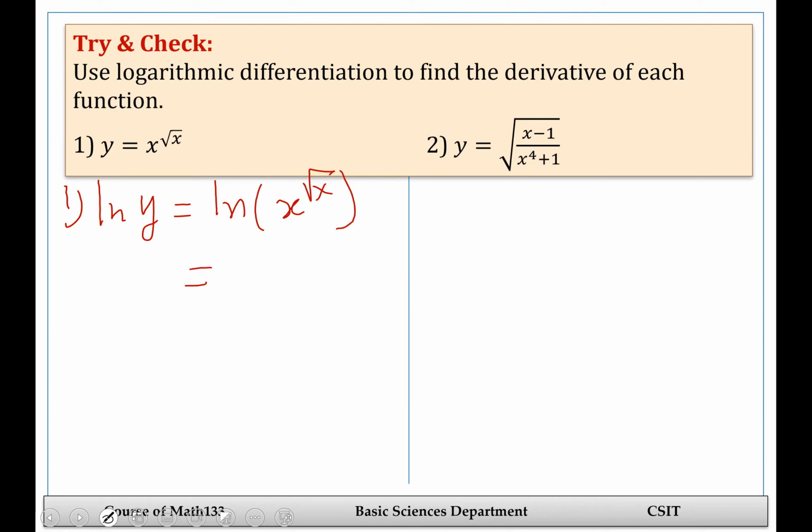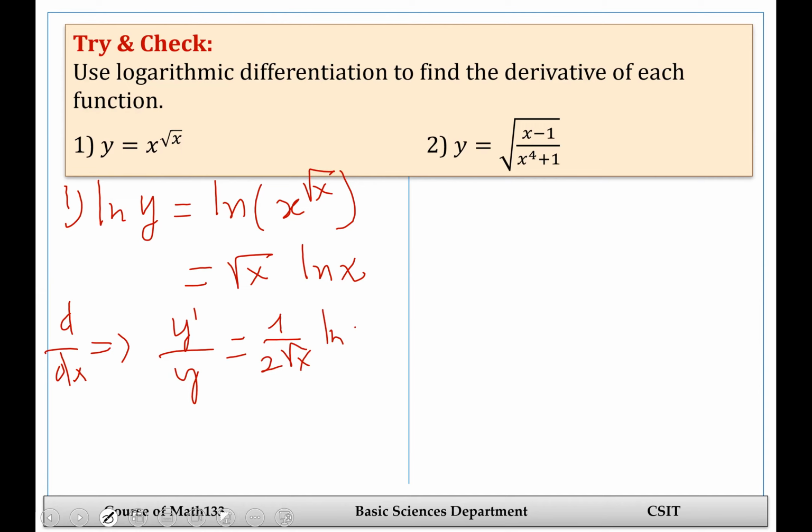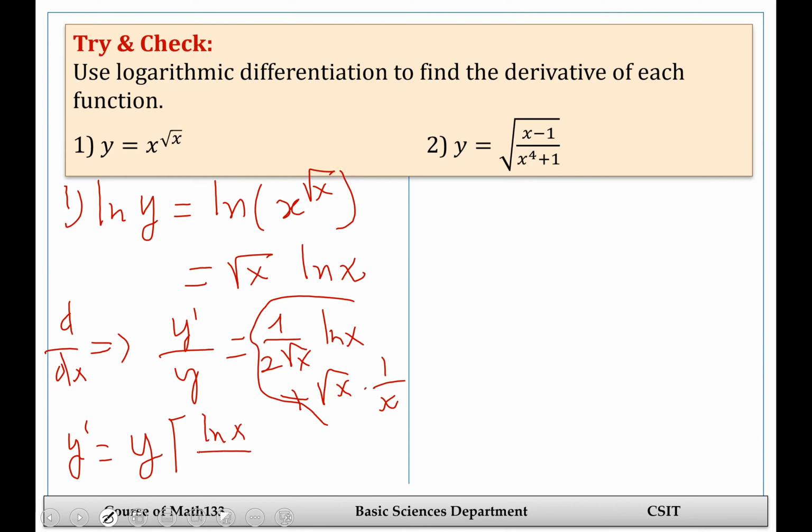So this is equal to root x ln x. And now we can differentiate d over dx of this equation, which will give y prime over y equal to, and this is a product, so it's 1 over 2 root x ln x plus root x times 1 over x. And you will conclude that y prime is equal to y multiplied by what I have here. So it's ln x over 2 root x plus, and this can be simplified, 1 over root x.